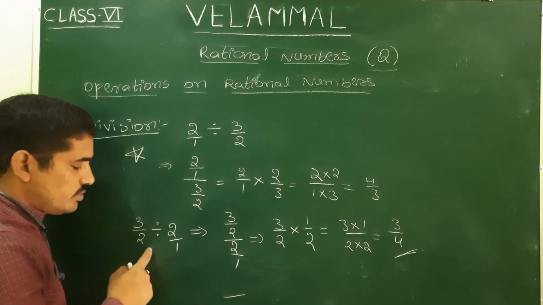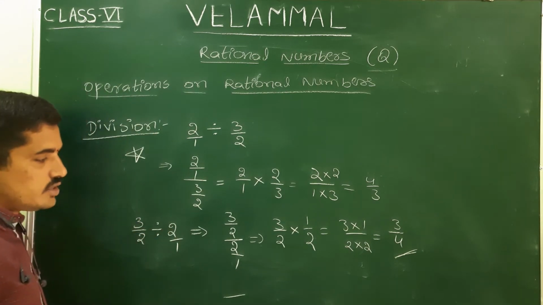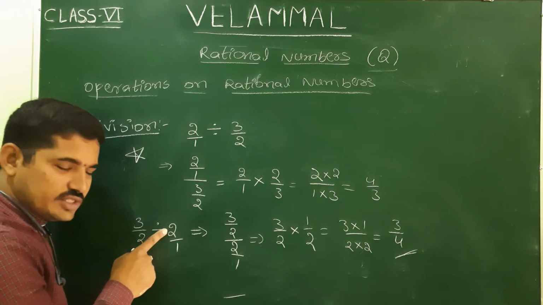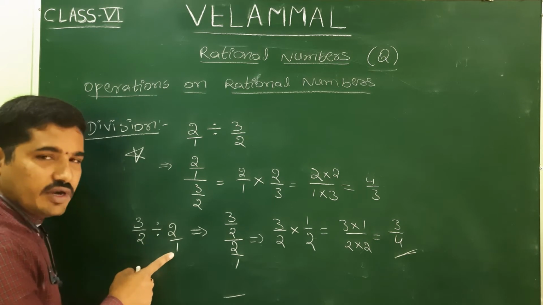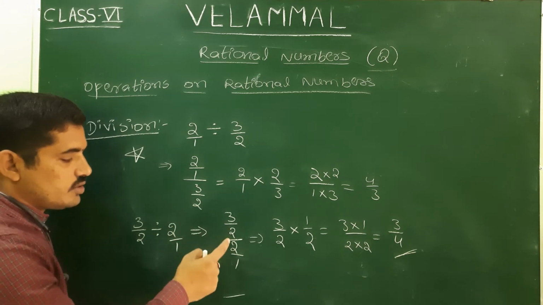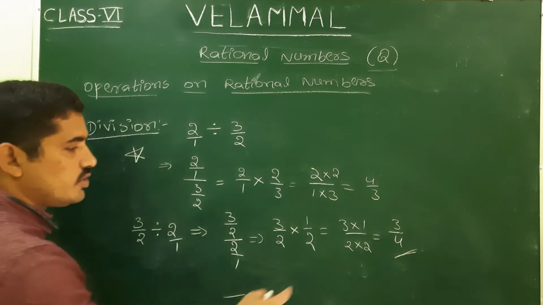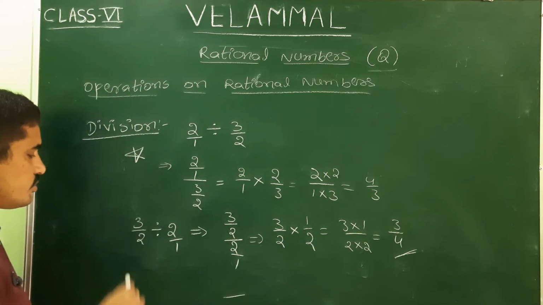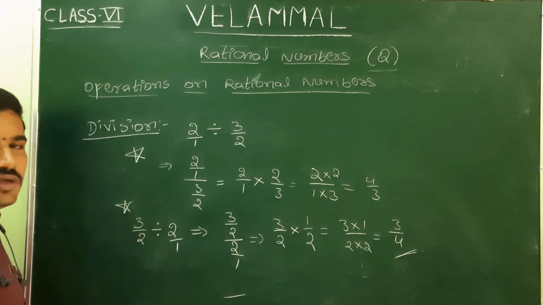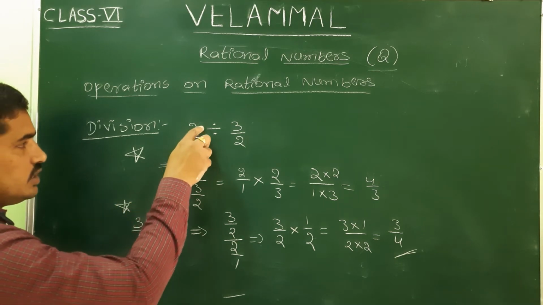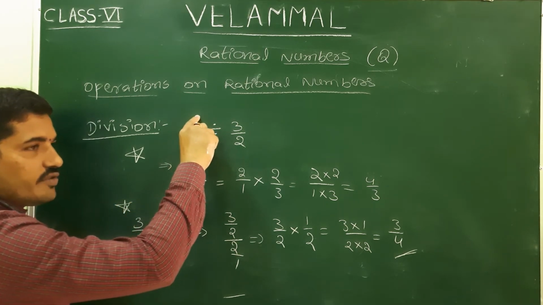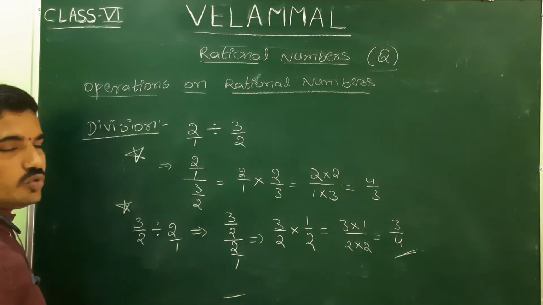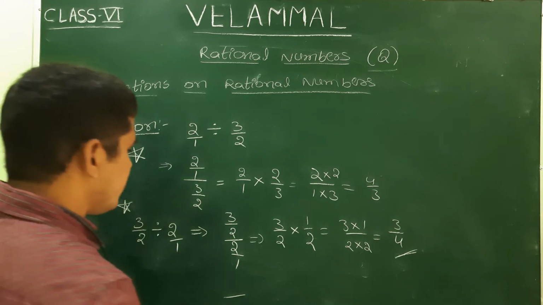Understand? So 3 by 2 divided by 2 is nothing but 3 by 2 divided by 2 by 1, because 2 is only a number, so we take it as 2 by 1. That is equal to 3 by 4, which we get as the answer. This is a very important method we have in division, if only a single number, that means an integer, is given in the numerator and an integer is given in the denominator.